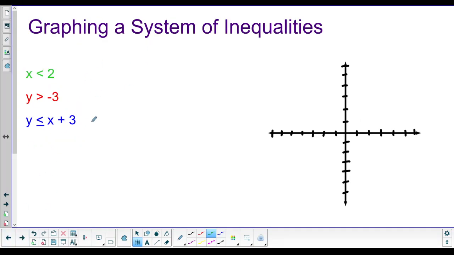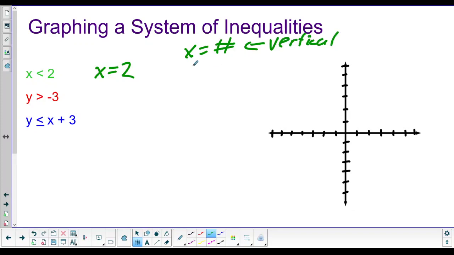So let's start with this one. I picked this one because it's got some weird ones that I want to talk about just to make sure you know what you're talking about. So it says x is less than 2. The first thing we're going to do is pretend this thing is equals. x equals 2. Anytime you have x equals a number, this thing is going to be a vertical line.